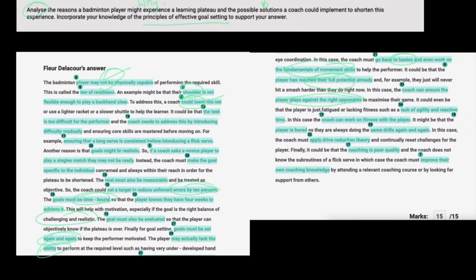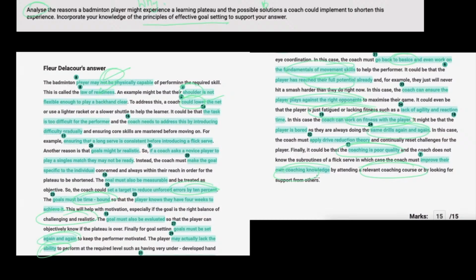It could even be that the player is just fatigued or lacking fitness, with a lack of agility and reaction time as examples. In this case, the coach could work on fitness with the player. It might be that the player is bored as they're always doing the same drills again and again. In this case, the coach must apply the drive reduction theory and continually reset challenges for the player. Finally, it could be that the coaching is poor quality and the coach does not know the subroutines of a flick serve, in which case they must improve their own coaching knowledge by taking a relevant coaching course to support them. Now, folks, we believe that's a very, very strong answer.